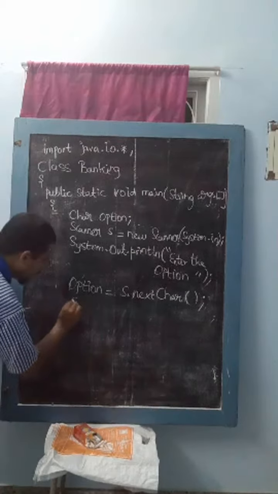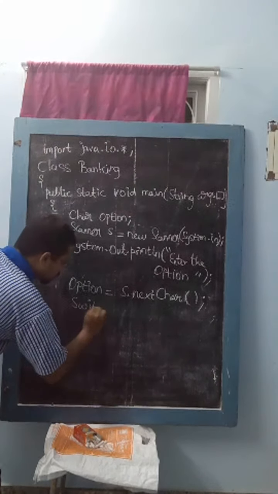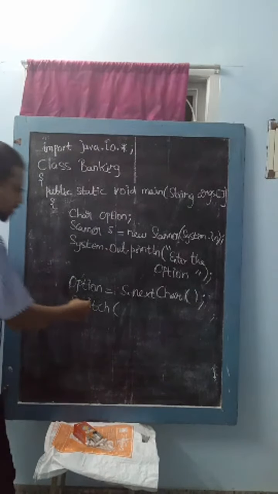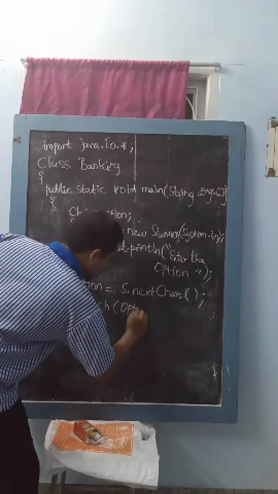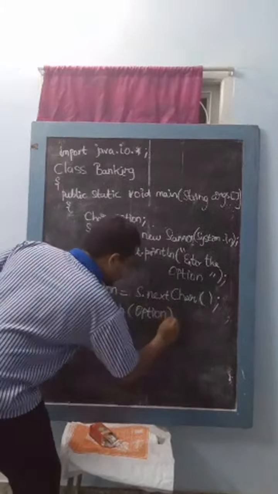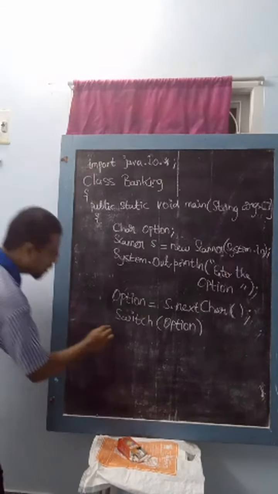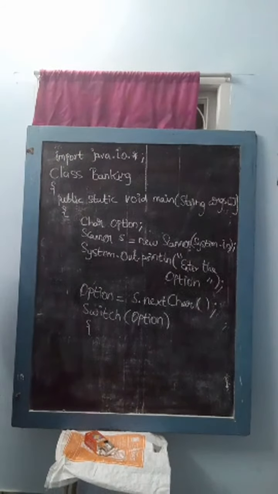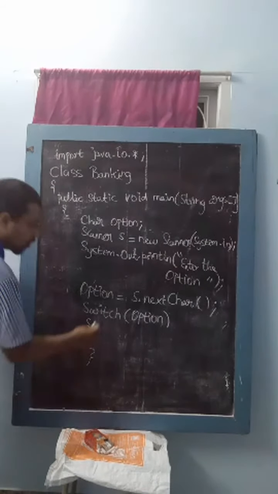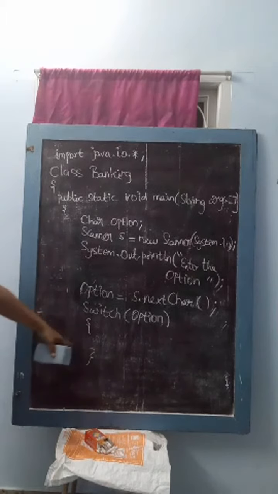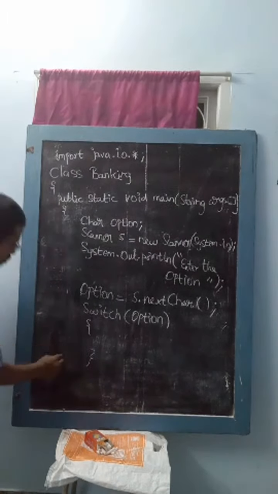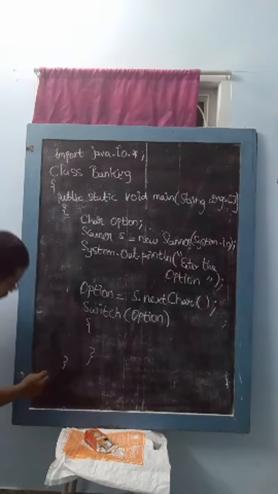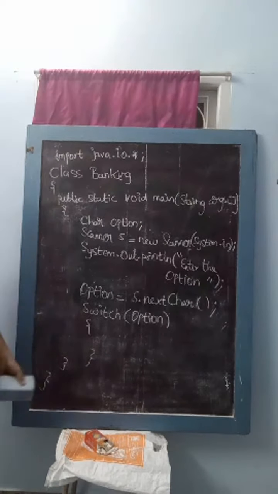You just start switch. What is the expression name? That is option, right? After the option, you have to open and close it, complete all the cases, and finally close the main and close the Java program. You just do it now.